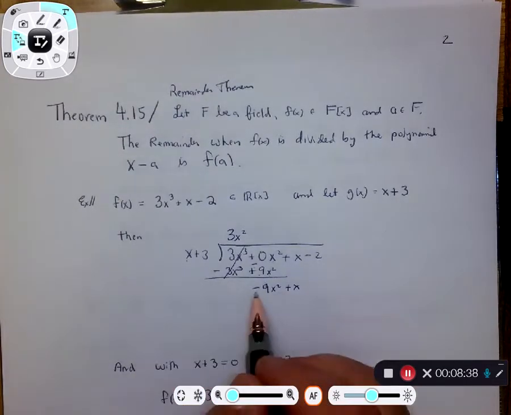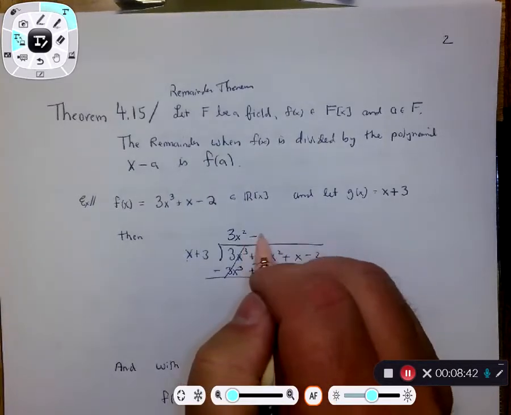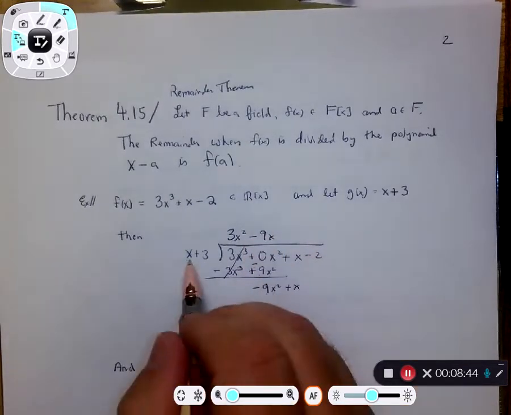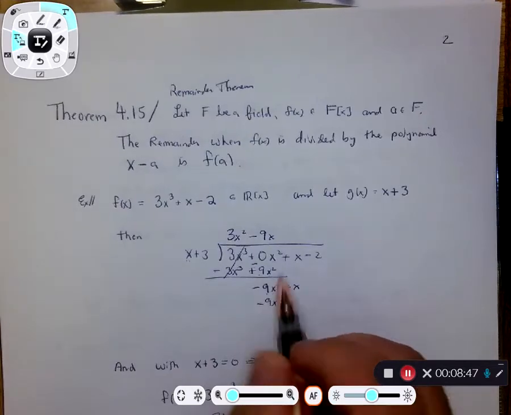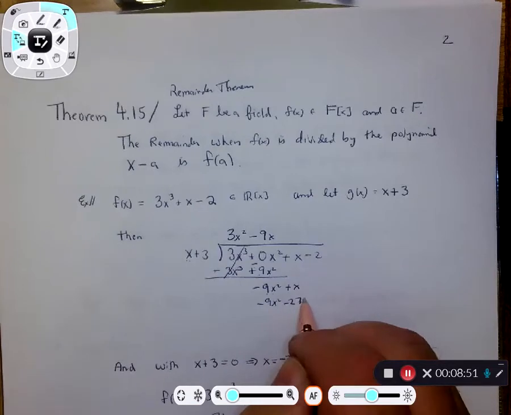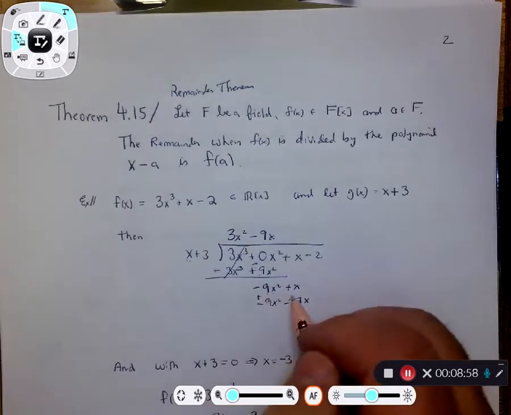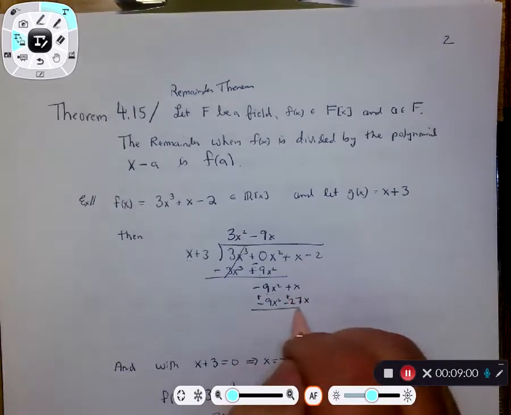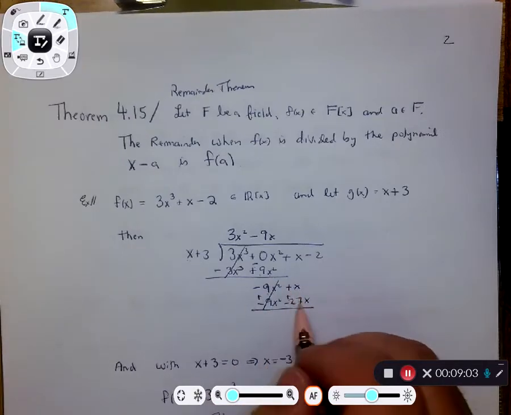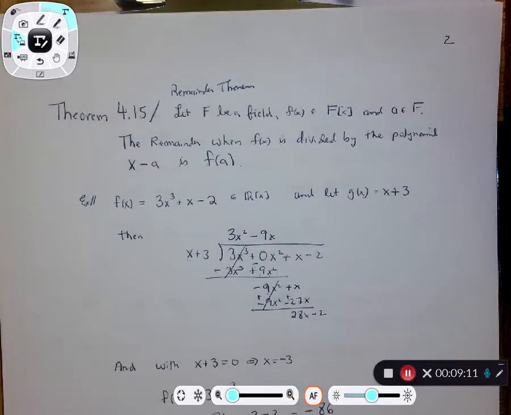What times x is negative 9x squared? Well, that would be negative 9x. Negative 9x times x would be negative 9x squared. Negative 9x times 3 would be negative 27x. Now I want to subtract, which changes my signs. So this becomes a plus, this becomes a plus. This term will cancel. So I get x plus 27x makes 28x. Bring down my next victim, minus 2, and play the game all over again.